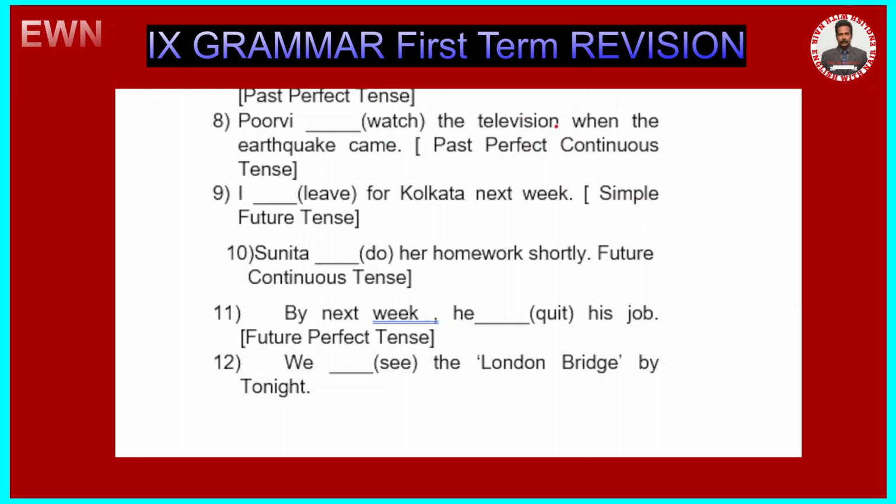Purvi dash watched the television when the earthquake came. Here we use past perfect continuous tense. So Purvi had been watching the television when the earthquake came. Here also we can see that with simple past tense we can use past perfect continuous. So either we use past perfect tense or past perfect continuous tense along with simple past tense.